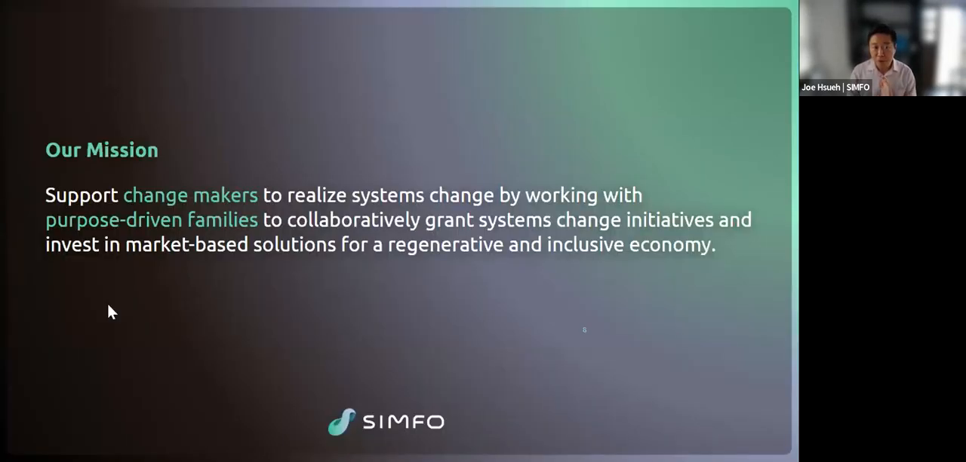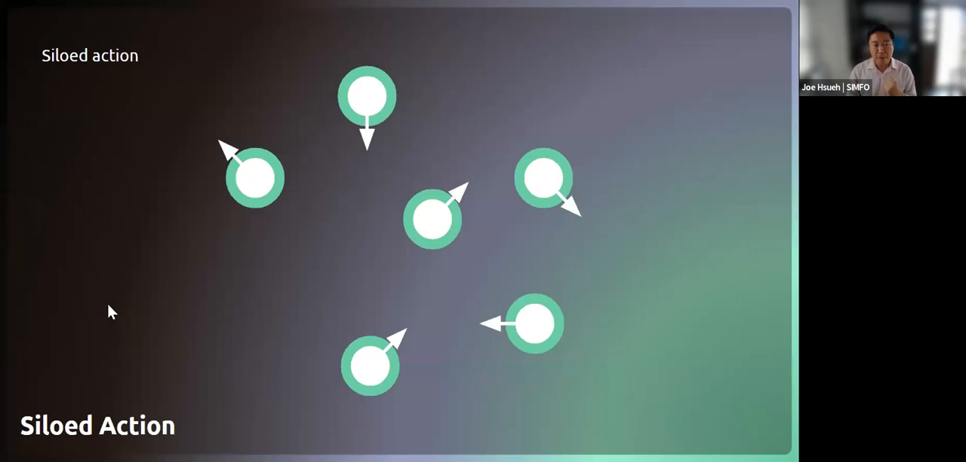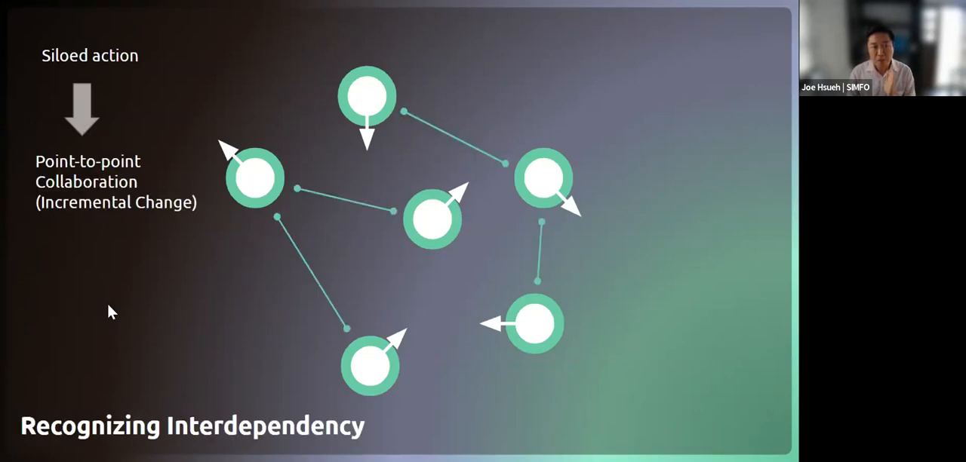So the mission is to support change makers to realize system change by working with purpose-driven families to collaboratively grant system change initiatives and invest in market-based solutions for a regenerative and inclusive economy. And why do we need it? The current reality is more like people working hard on their work silently, but they are working on different actions. We started to have point-to-point collaboration, right? Connecting different dots, and then we create incremental change.